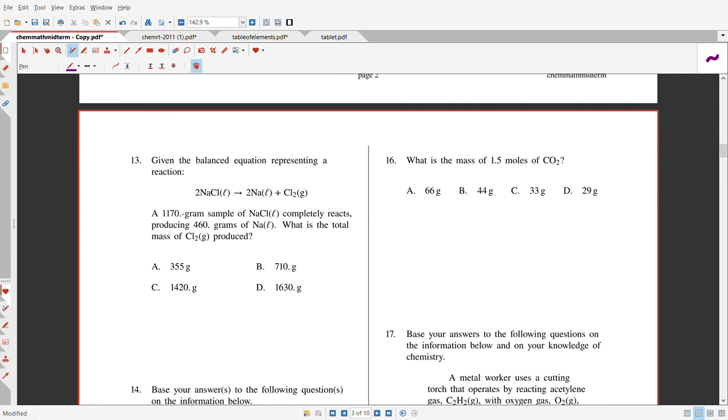Here's another one. You have 1170 of NaCl, so I'm going to put that on top. And you have 460 of Na, and they want to know how much Cl, and I just know that with grams, the grams on the left have to equal the grams on the right. So I'm just going to do this one because it's easier. I'm just going to subtract, and I get 710.